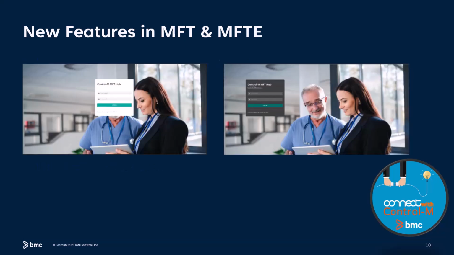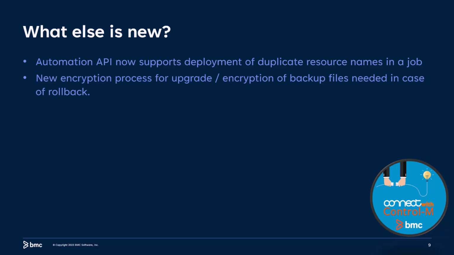Here's an example of how you can now customize the MFT Hub login window. On the left, you can see that the login window obscures part of the background. And you can now choose the position of the login window such that it fits better with the background of your choice. Also, you can choose the background color of the login window. What else is new? Automation API now supports the deployment of duplicate resource names. And there was also a new process for the encryption of backup files. This solution will be demoed later on in this session.